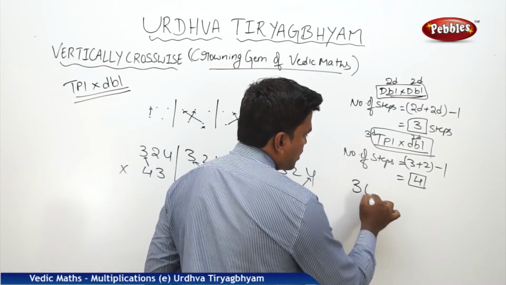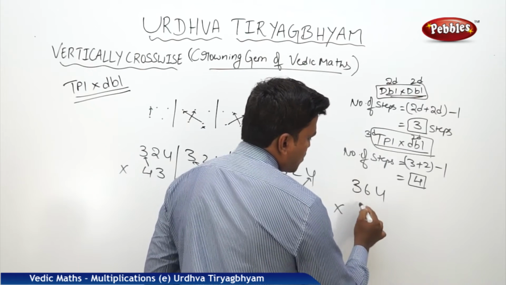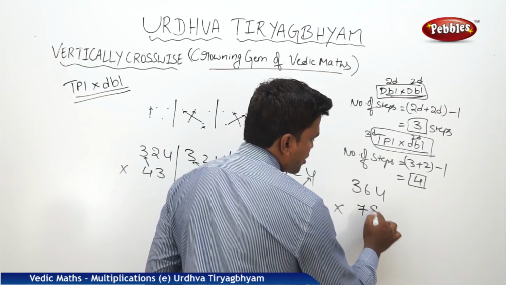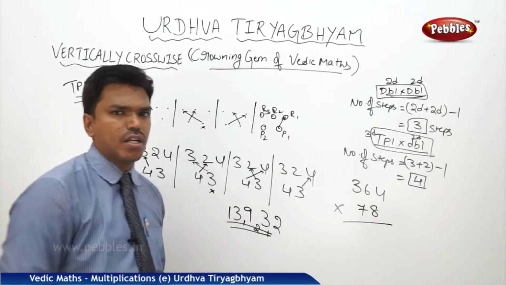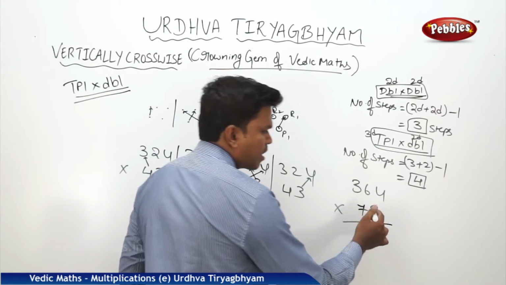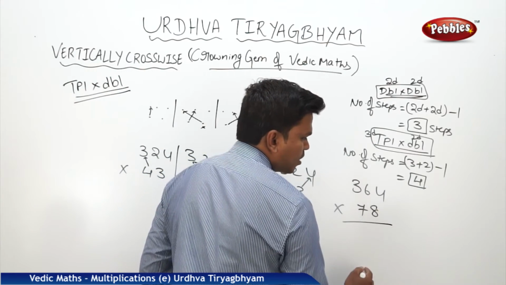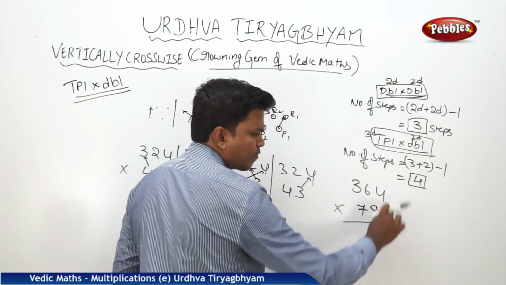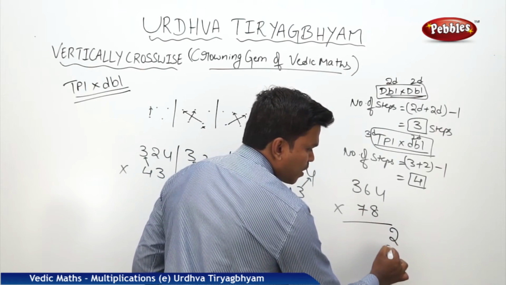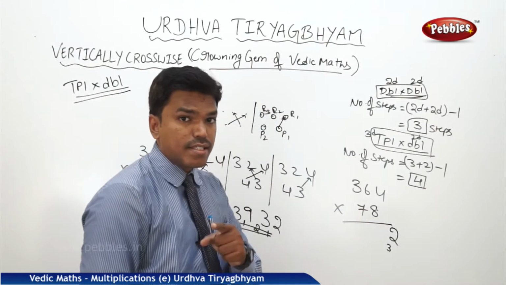Suppose I want to multiply 364 into say 78. I want to multiply these numbers. So let us start from the right side. What is the first one? First step is 4 8s are 32. Yes or no? What is the first step? First to first. 4 8s are 32. Drop 2, carry 3.